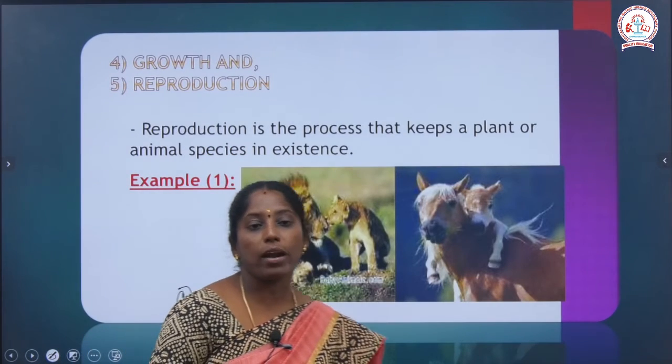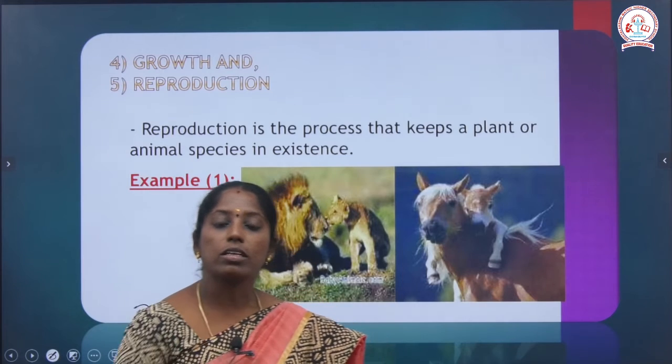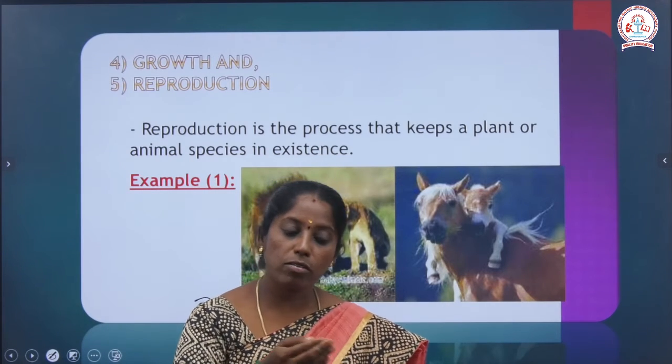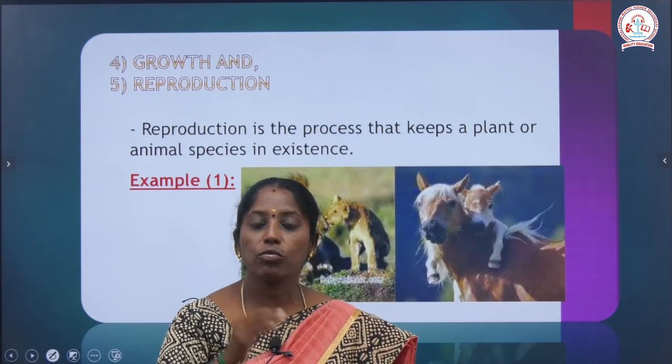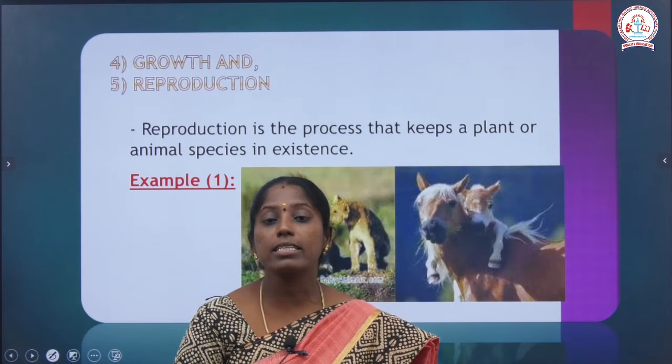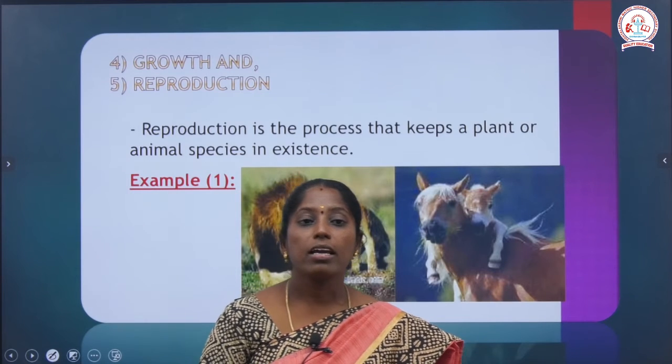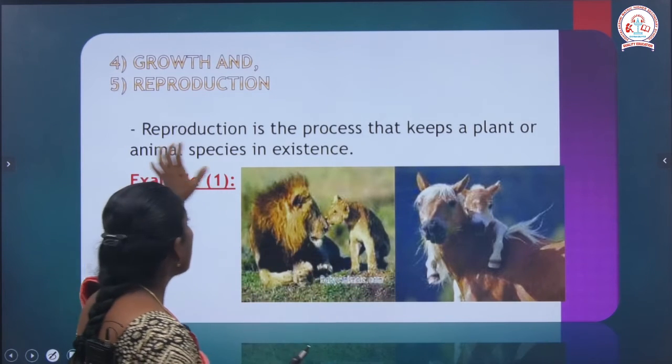Growth and reproduction. I told you before, growth. Ten years back, what happened? We were small kids, small babies. Now we have grown up a little bit. We have that growth. Plants and animals are also like that. The growth will be there. Then the next one, what is that?